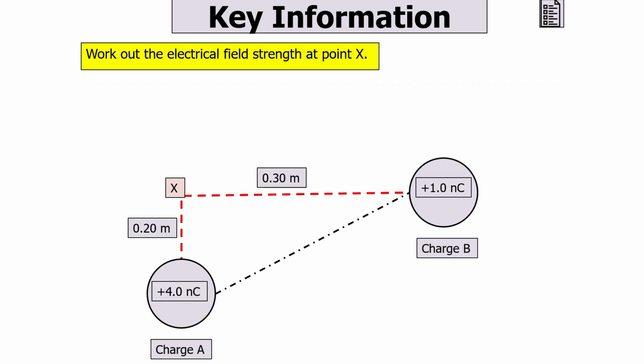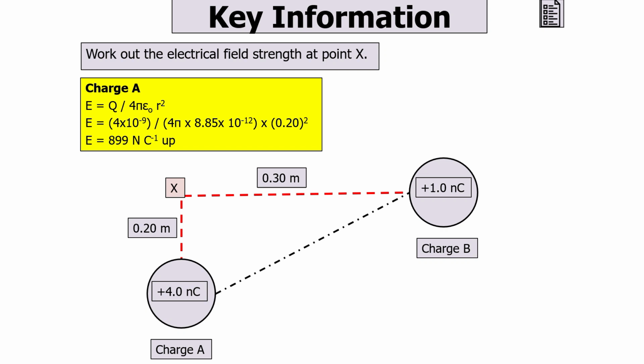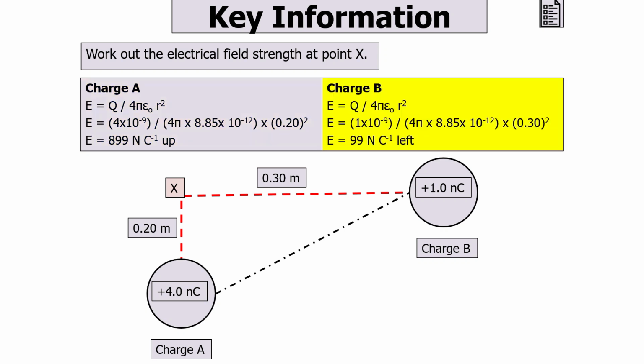So, for example, in this situation, how do you work out the electrical field strength at point X? Well, you work out the value of the electrical field strength due to charge A. So E equals Q over 4 pi epsilon 0 r squared. So you work that all through to be 899 newtons per coulomb upwards. Whilst from charge B, we can see that E is equal to Q over 4 pi epsilon 0 r squared, so you work it out to be 99 newtons per coulomb to the left.